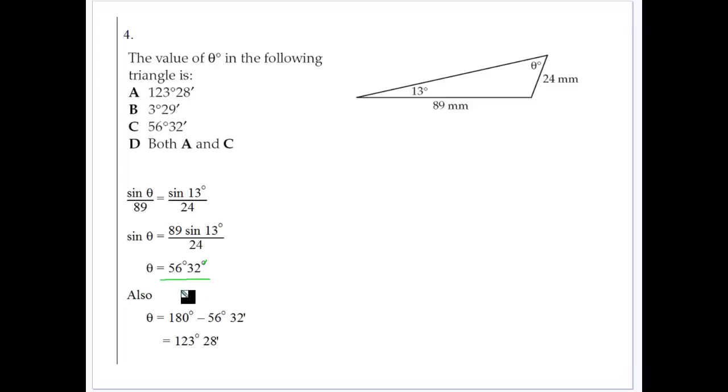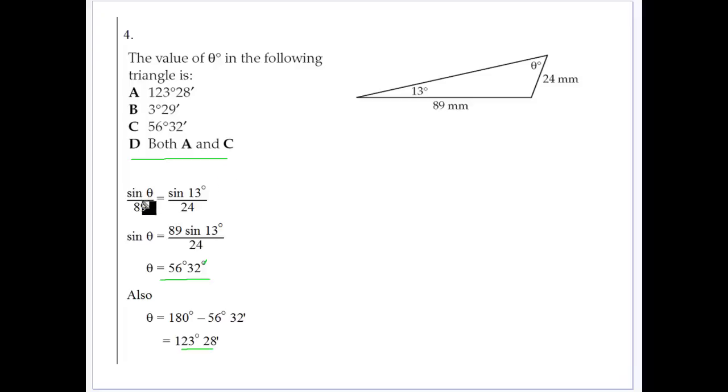But also, it could be 123 degrees 28 minutes, because it could be that angle in the second quadrant. So that could be the obtuse angle, or that could be the obtuse angle. Just because it's not drawn to scale doesn't mean we can't take those two angles. So D is our answer for this question.